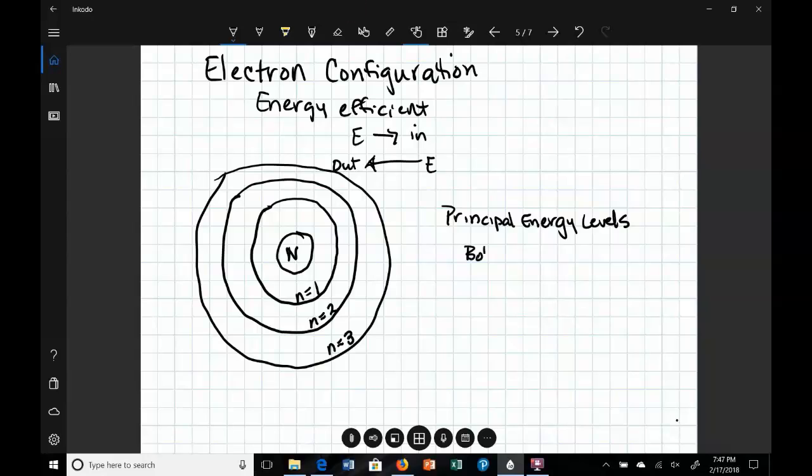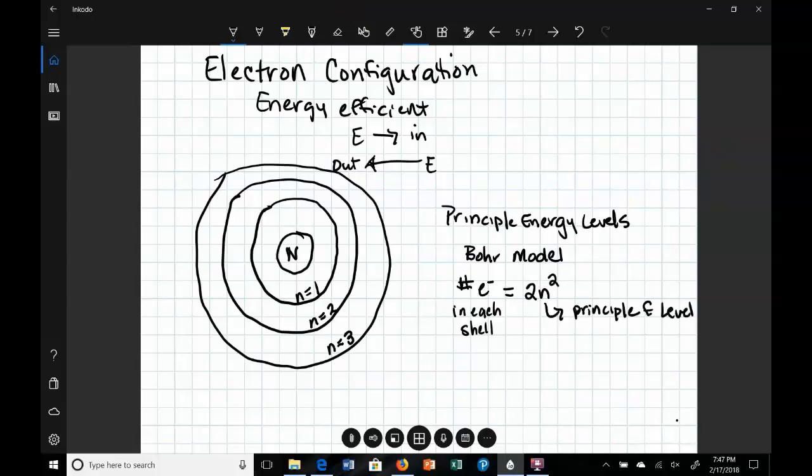Now, for the Bohr model, you see we have the shells surrounding the nucleus. And if we want to know the number of electrons in each shell, it is going to be equal to 2n squared, where n is the principal energy level. Okay, so for n equals 1, that's going to be 2 times 1 squared, which is 2. So we have two electrons in energy level 1.